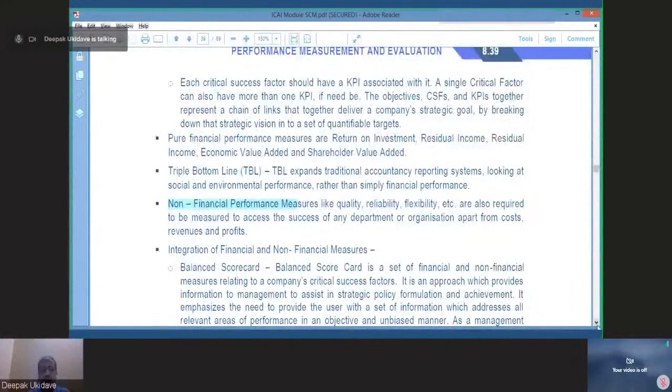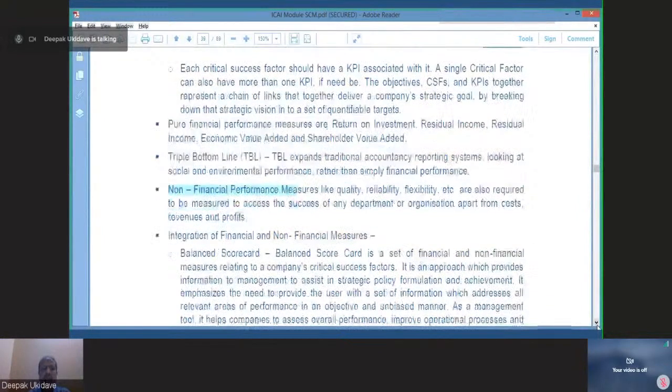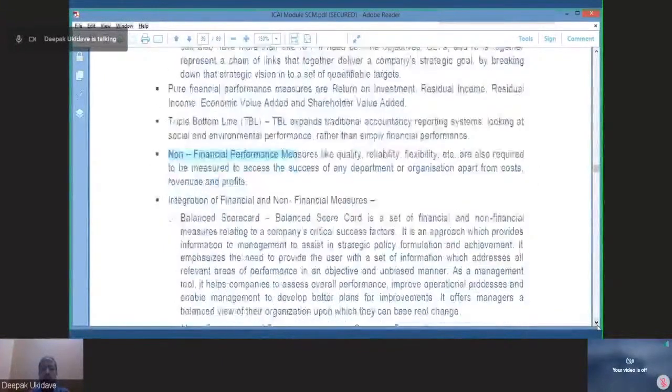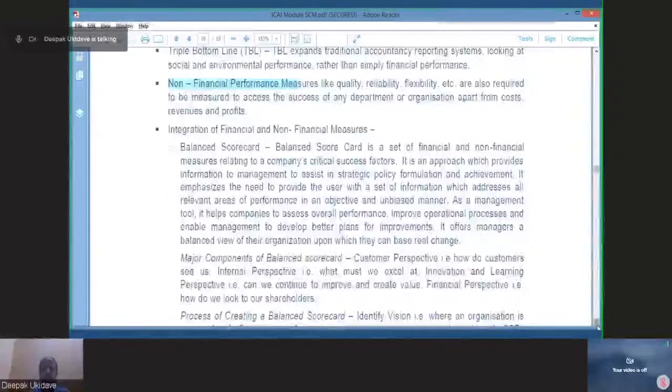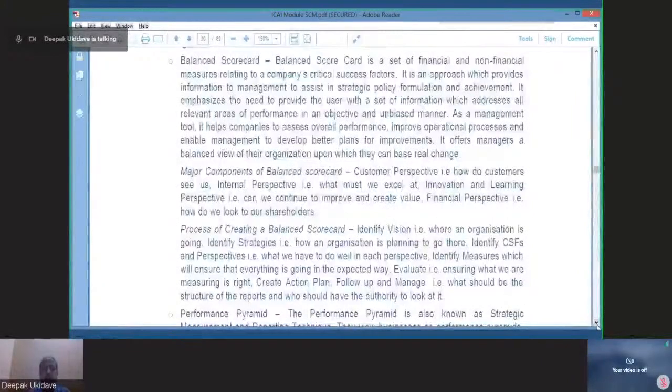And then we have techniques which are used in non-financial performance measure. One is balanced scorecard. 4 aspects: customer perspective, financial perspective, process perspective, and we have learning and growth perspective. After balanced scorecard, we learned performance pyramid.